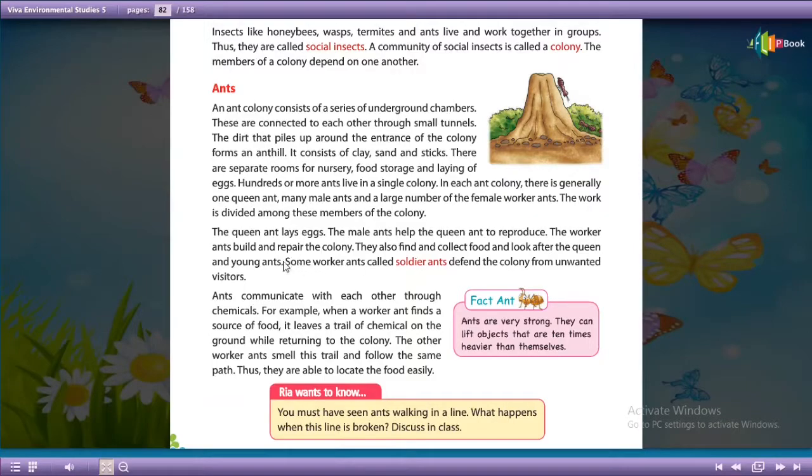The worker ants build and repair the colony. So the worker ants, what do they do? They build and repair the colony where they are living.